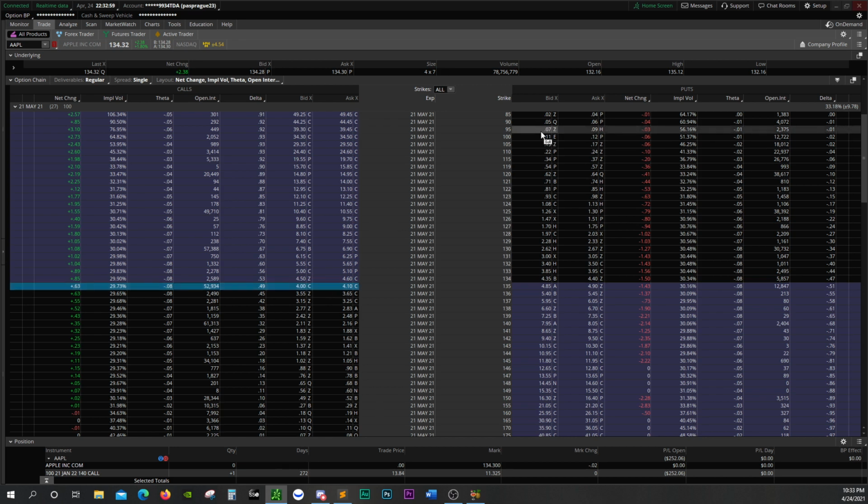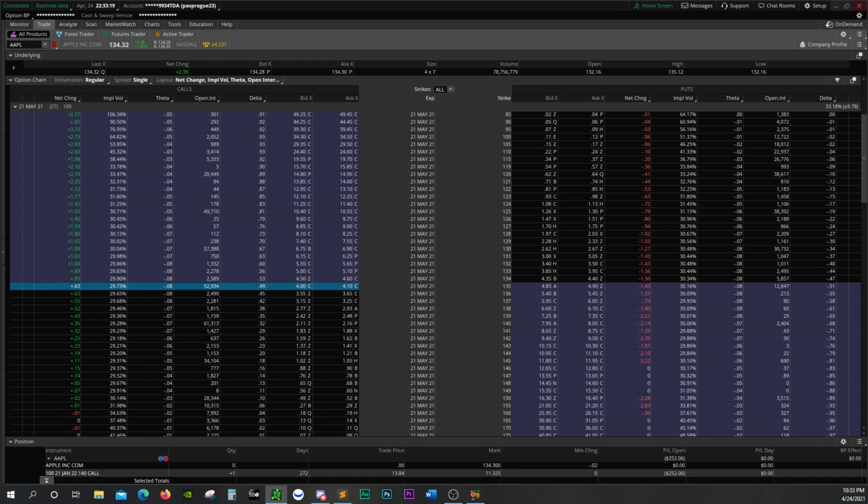We're also looking at strikes here. This is pretty common basic information. The strike is basically where you're going to pick a play. So if I was bullish on Apple and wanted to get into a call, I could do something at the money right here on the 135 strike.